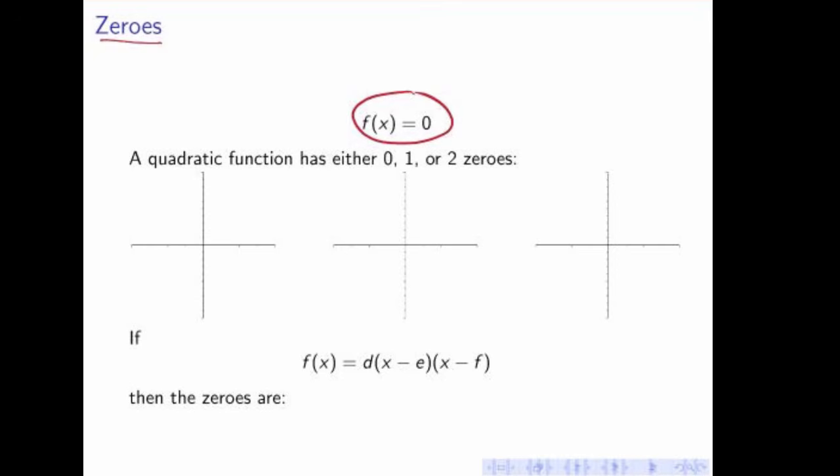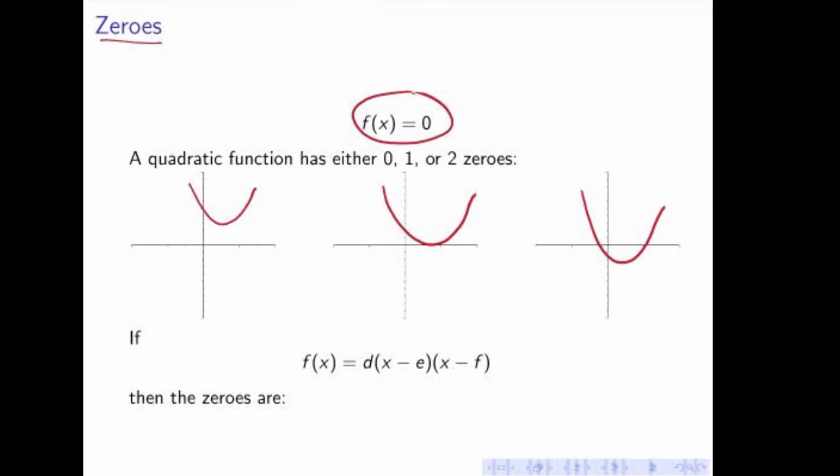Now a quadratic function can only have 0, 1, or 2 zeros. And to show you 3 typical examples, it maybe looks like this, or it can look like this, where it just touches and has 1 zero, or it crosses the x-axis twice and has 2 zeros.